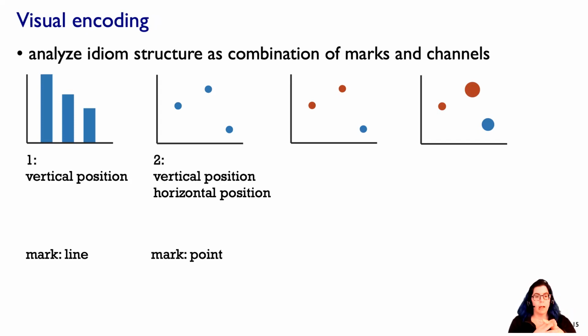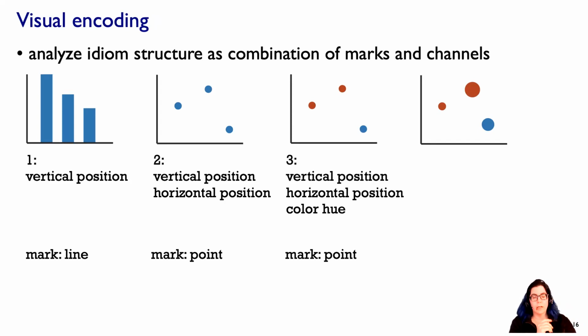What else? We could have both vertical and horizontal position. In this case, we have to switch from a line mark to a point mark so that we can actually see that without too much clutter. But we could keep going, right? We could add another channel. Here we could add color coding. So we're still using point marks, but we've added another channel.